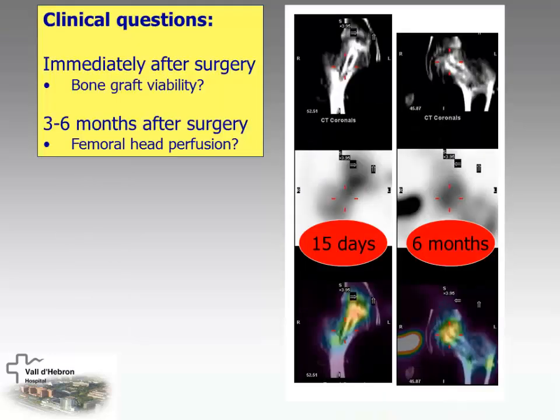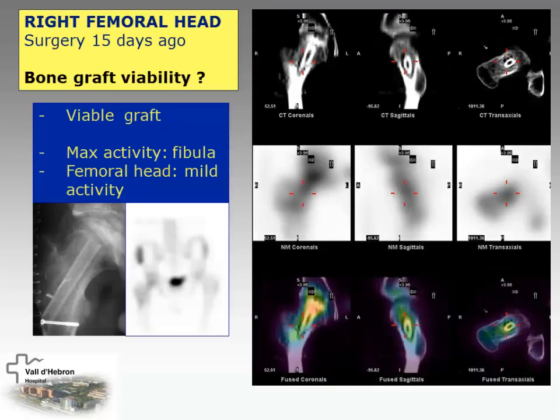Immediately after the surgery, the clinical question is: is the femoral head perfused or not? And is the bone viable or not? This is a right hip which has been operated on just 2 weeks before the bone scan. And the question, as mentioned, is: is there bone graft viability? Is there a perfusion of this? And here on the SPECT images, what are you seeing?